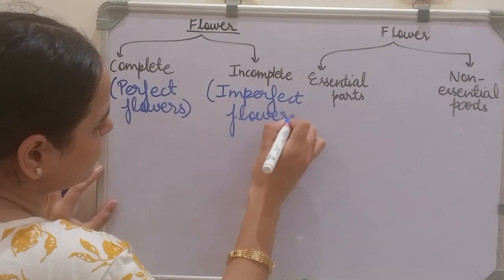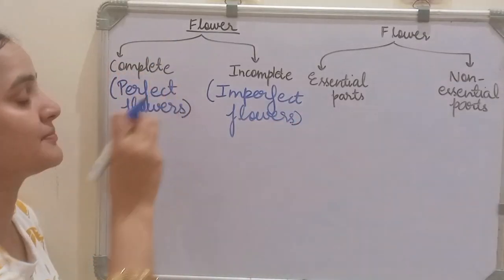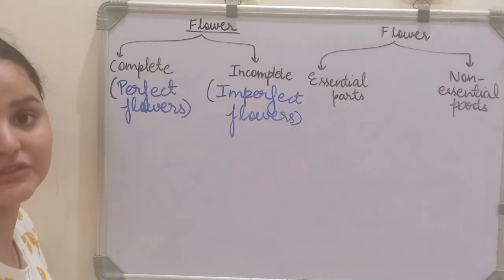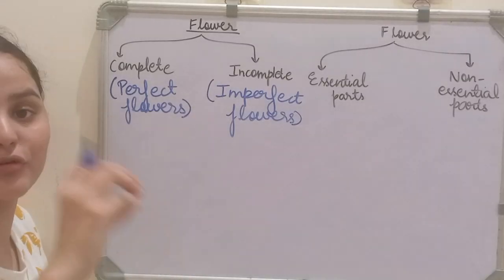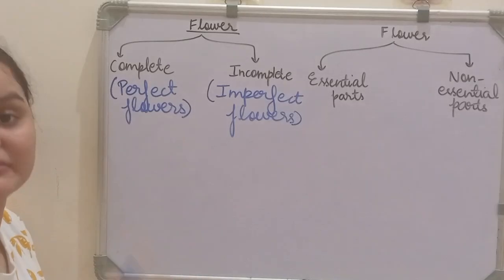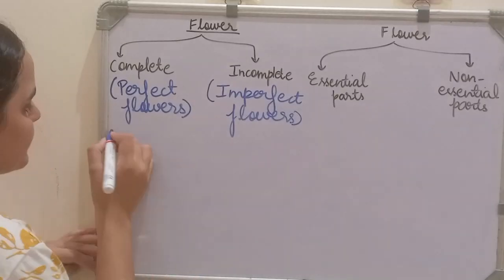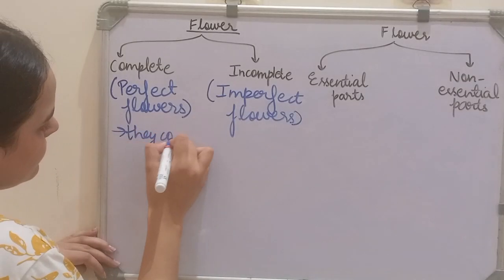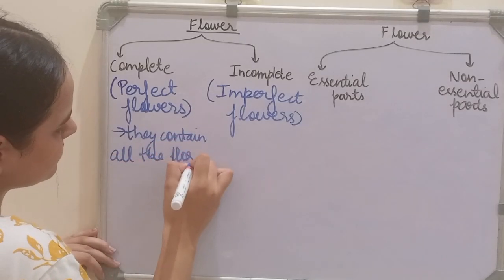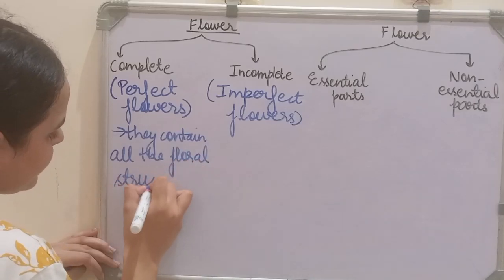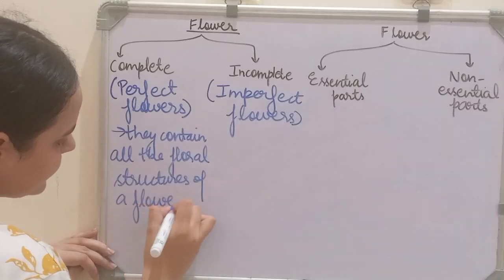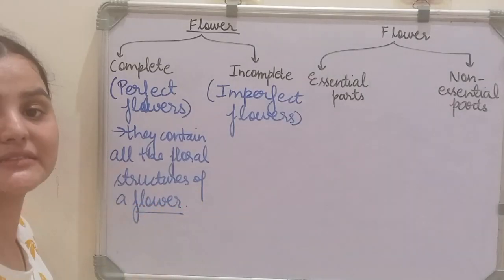Let's see why. These complete flowers are known as perfect flowers because they contain all the floral structures of a flower. It means all the sets of floral structures are present. All the four whorls are present, be it sepals, petals, stamens or carpel. Okay, be it sepals, petal, stamen or carpel.